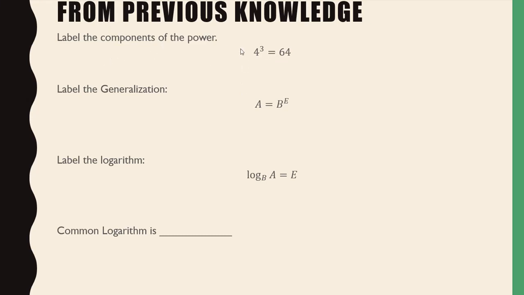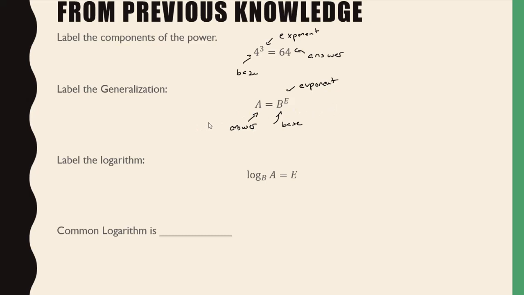So label the components of the power. We have 4 exponent 3 is equal to 64. So 4 is our base, 3 is our exponent, and then 64 would be the answer. Now the generalization of that is we usually use b as our base, we'll use e as the exponent, and again, a is our answer. So they very much make sense of what variables we'd pick there.